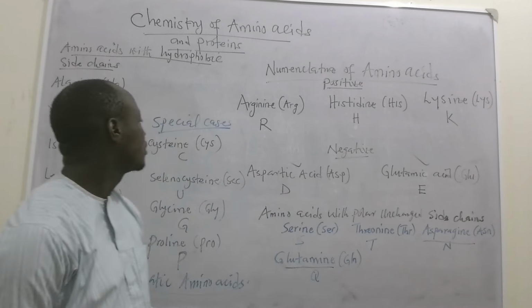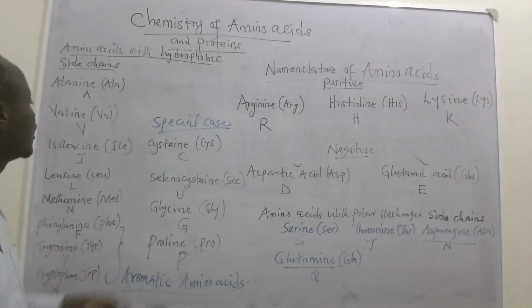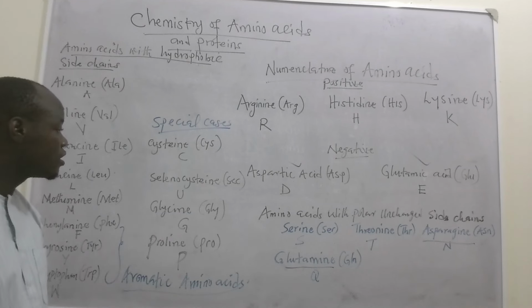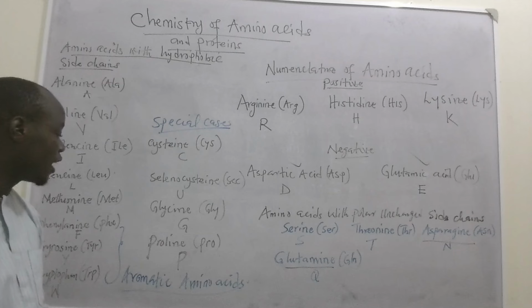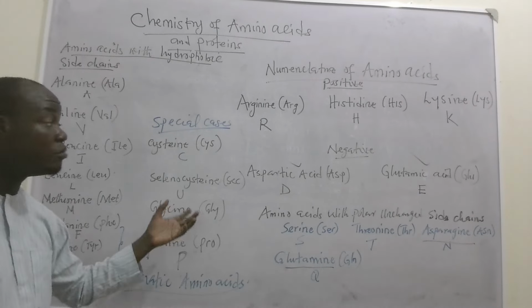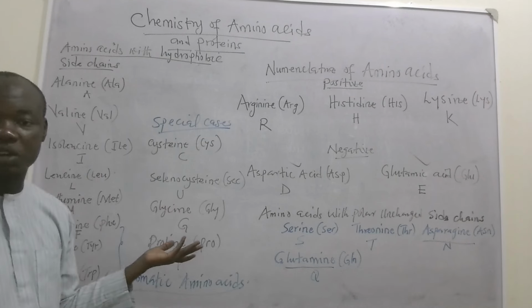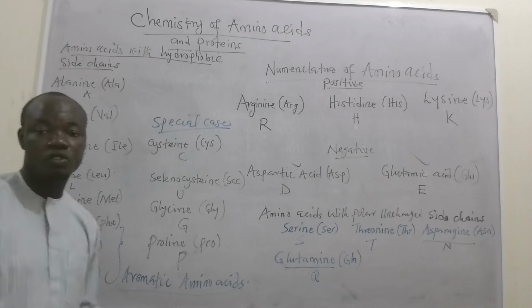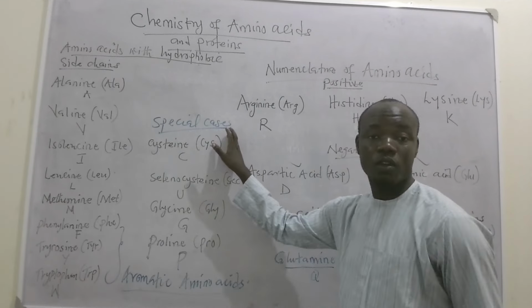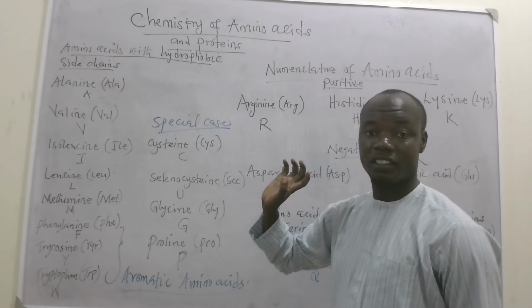And of course, we have amino acids in special cases: cysteine, selenocysteine, glycine, and proline. These are amino acids that are classified based on their special cases. For example, glycine doesn't have a stereogenic carbon, so that is why it is a special case and is classified under this group.